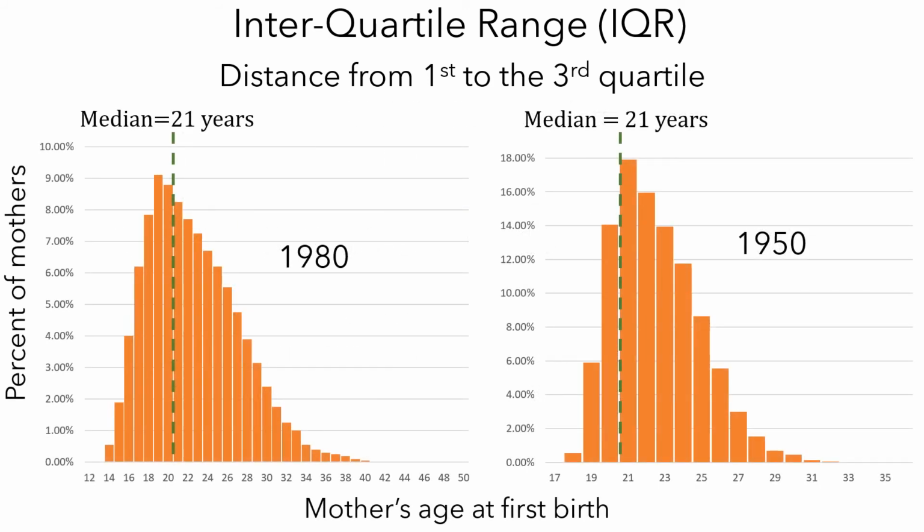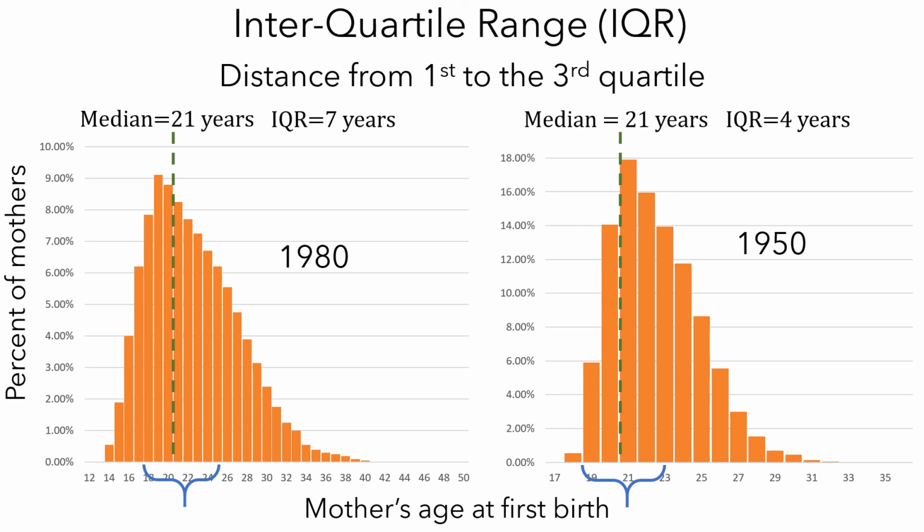For the mothers in 1980, the first quartile is 18 years and the third quartile is 25 years, so the interquartile range is 7 years. This tells us that individual mothers tended to have their first child when they were 21 years old. But in the entire sample, the middle 50% of the mothers tended to be within a 7-year window around the median when they had their first child. For the mothers in 1950, the first quartile is 19 years and the third quartile is 23 years, so the interquartile range is 4 years. This tells us that individual mothers tended to have their first child when they were 21 years old, but in the entire sample, the middle 50% of the mothers tended to be within a 4-year window around the median.